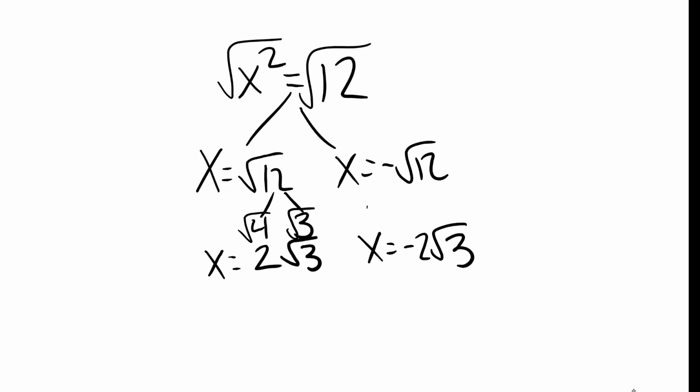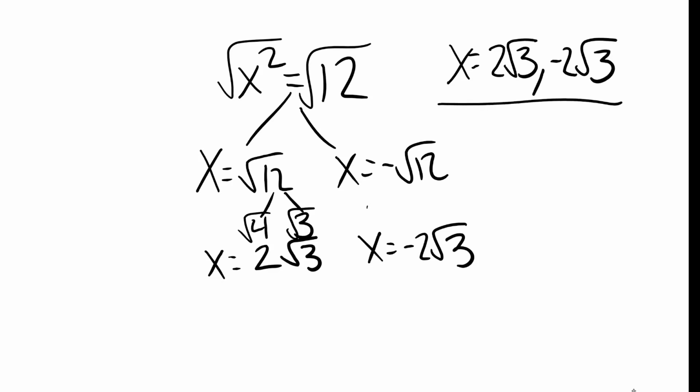To give a couple more hints as to how these should go into Pearson, they're going to have an x equals line. Then you're going to write in 2 root 3, comma, negative 2 root 3, like this into Pearson, and they'll accept that answer if you have x squared equals 12 as a problem.